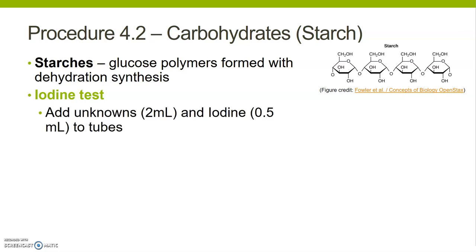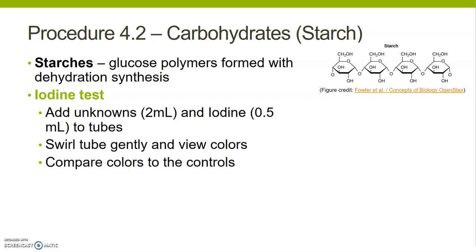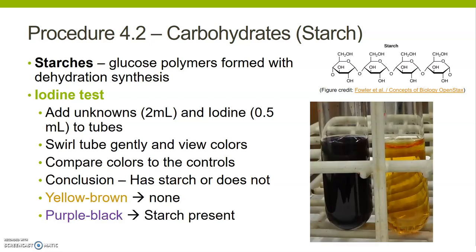The same will happen here. You're going to take your solution and add 0.5 milliliter of iodine into each one of the test tubes, and you're just going to view the color. You don't have to boil this or do anything, you're just going to swirl it and voila, you will have a reaction. Again, you're going to compare to your starch control and your water control to figure out if starch is present or not.